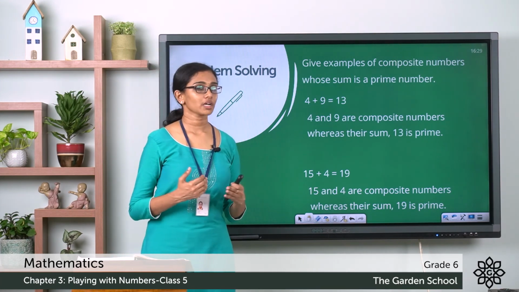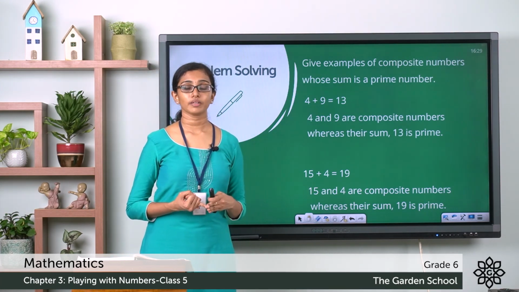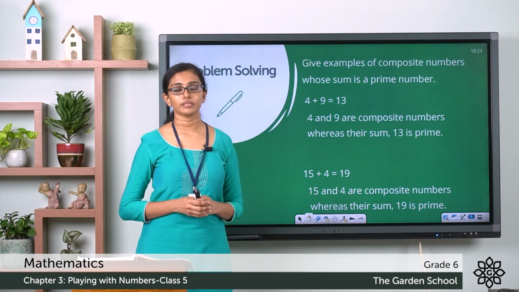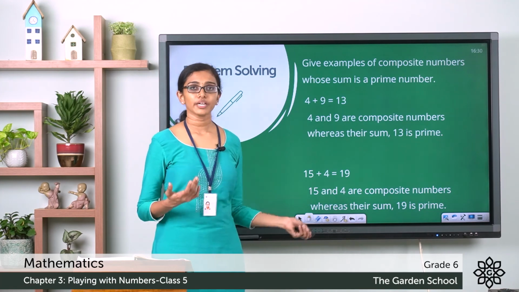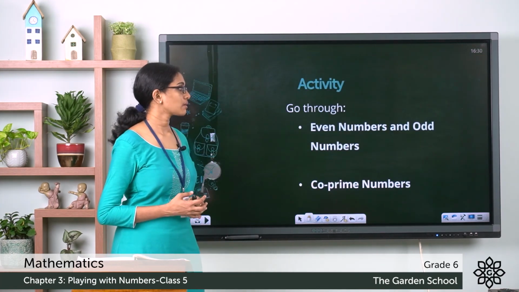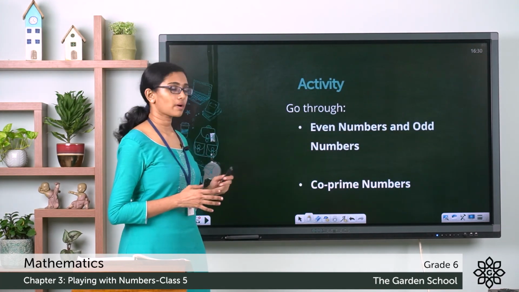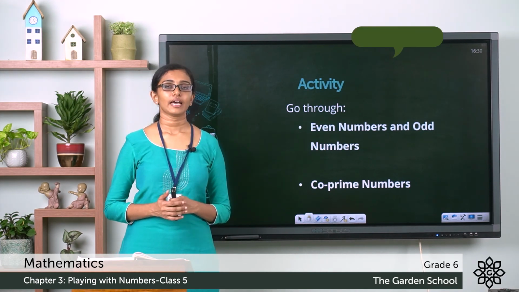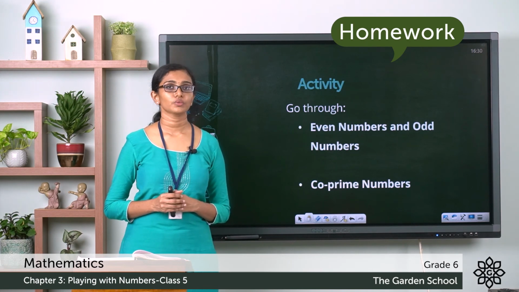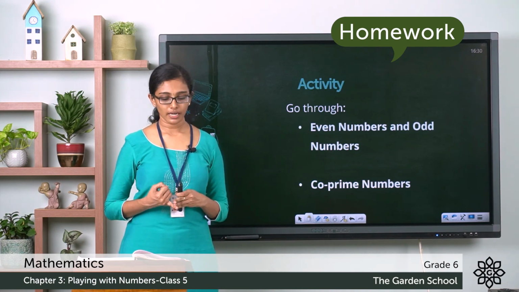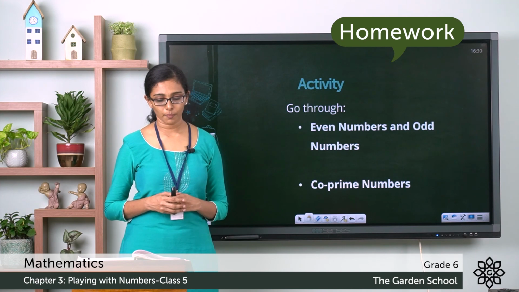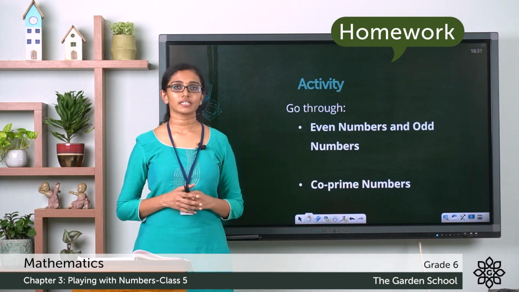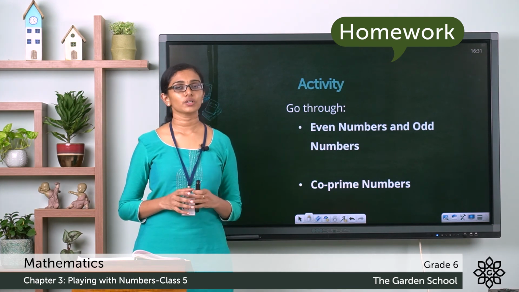So I hope now you are clear with the concept of prime numbers, composite numbers, even and odd numbers and co-prime numbers. Now I would like you to go through the topics even numbers and odd numbers and also co-prime numbers, which are given on page number 37. And in exercise 3.2, for question number 2, there was a part in the question that said also form the pairs of numbers which are co-prime. So you can complete that question now. You can note down the answer in your notebook.